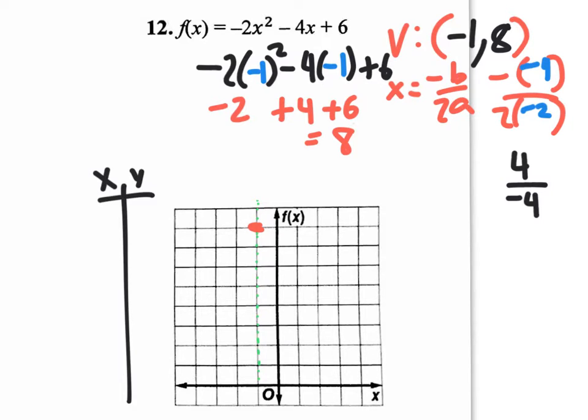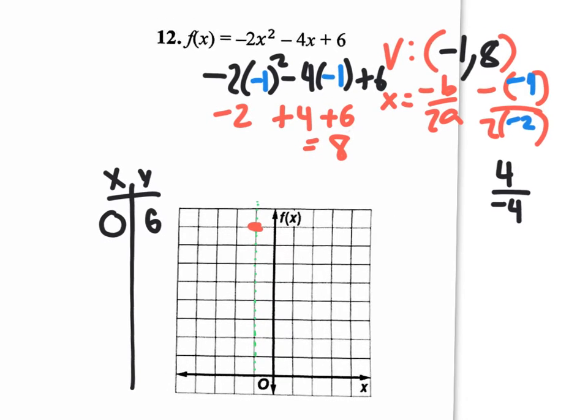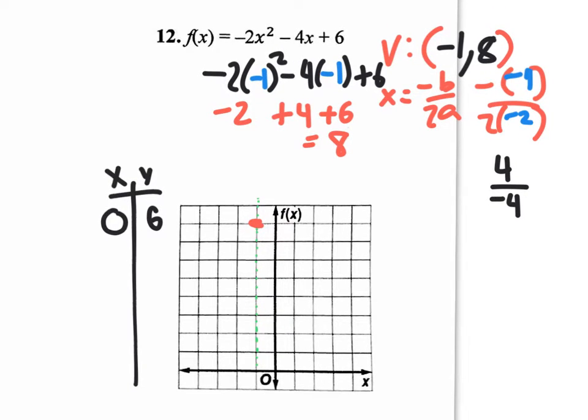The easiest number to plug in if you haven't already used 0 is 0, right? And when you plug in 0 into a standard form quadratic equation, your output will be the c value, which is 6. So if we go to the coordinate 0, 6, 0 on the x, 1, 2, 3, 4, 5, 6 will be right there. And of course we could map that over to the other side. 1 unit away would be right here.